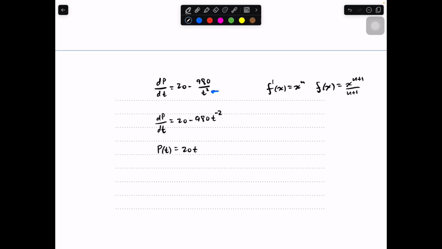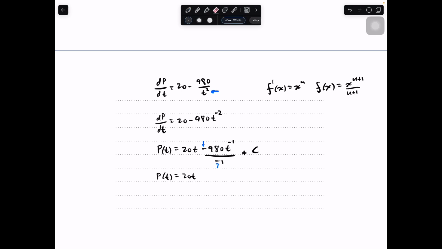So let's write negative 980 t, and let's write negative 2 plus 1. So this is going to be negative 1, and then we're also going to divide out by whatever that value is, right? Same value, increase the exponent by 1, divide out by that value. We also know that our antiderivative, potentially, the original function might have had a constant. Let's clean this up. P of t is 20t minus, so negative 980 over negative 1. This is going to give us a positive.